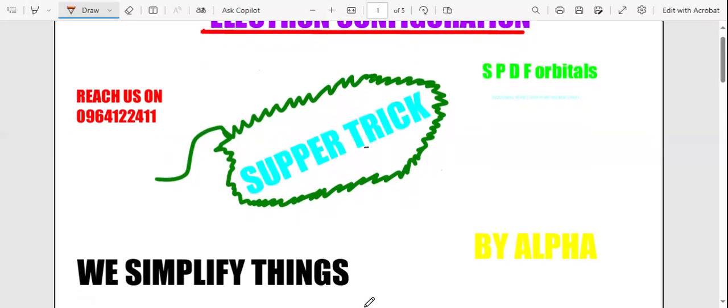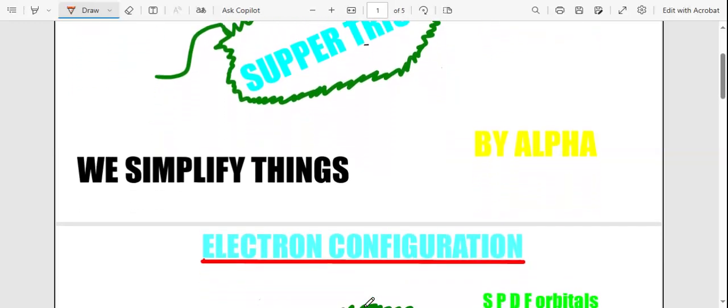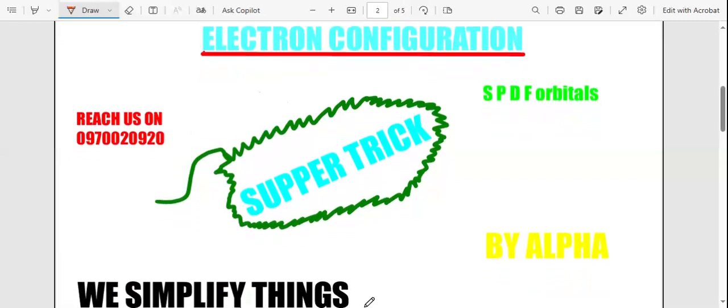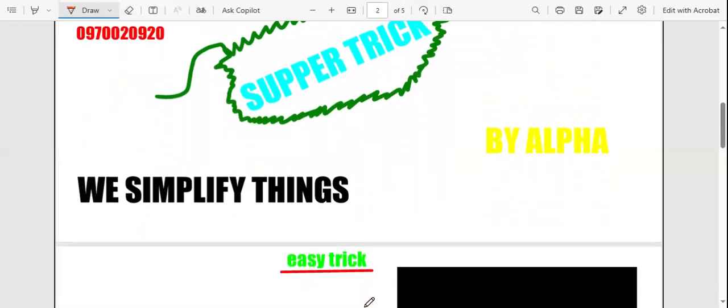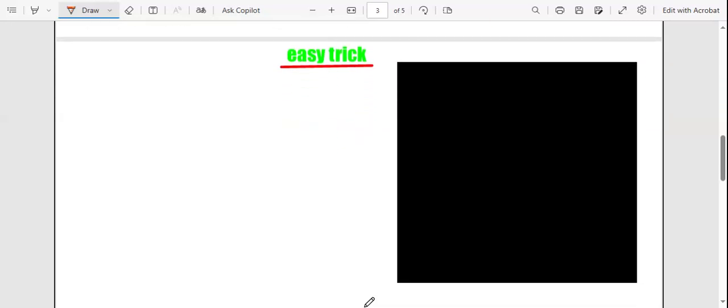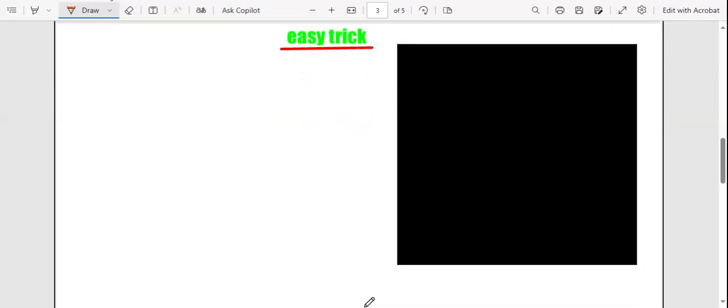All right, so let me just reach the page slowly. So electron configuration, master this trick each and every day. Just master SPDF, SPDF, SPDF, just like that. So we start. The way I'm going to arrange my orbitals, I'll say we have S, P, D, F. So this is how I'm going to arrange.